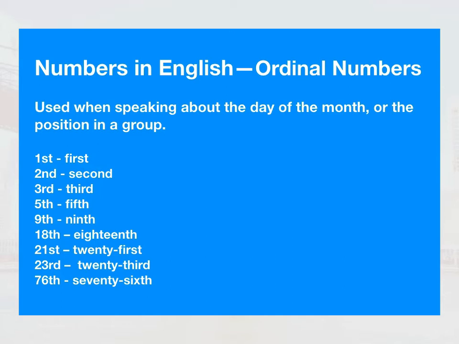Now, in English, there are two sets of numbers, cardinal numbers and ordinal numbers. Ordinal numbers are what we use when we are putting things in order, so commonly used when speaking about the day of the month or the position in a group. First, second, third, fifth, ninth, 18th, 21st, 23rd, 76th. And notice they're often written with the numeral and then the ending.